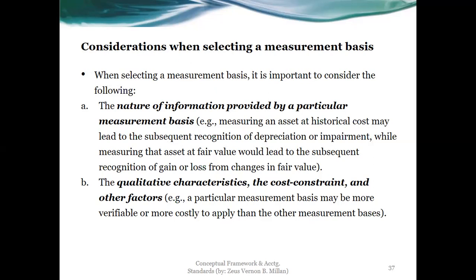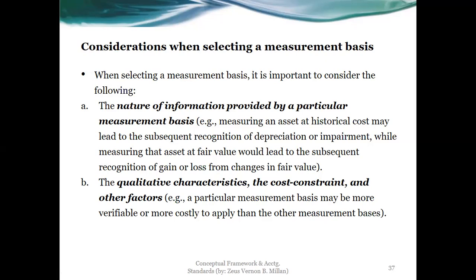And then letter B, the qualitative characteristics, the cost constraint, and other factors. So aside from the peso amounts or the values, we also have to check if the characteristics, which are descriptive or words, are also considered. For example, e.g. stands for exempli gratia, which means for example, a particular measurement basis may be more verifiable or more costly to apply than the other measurement basis. Although this could be a consideration of cost constraint, because we want the benefits to be greater than the costs.